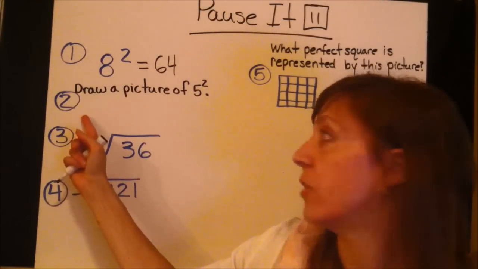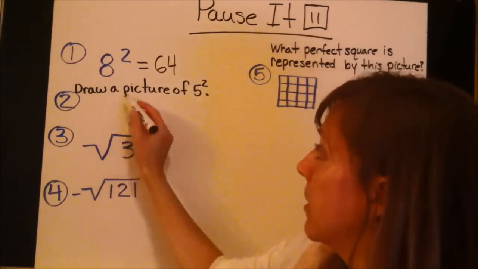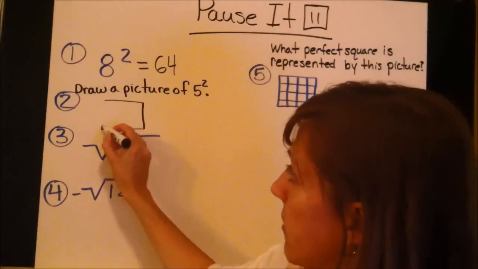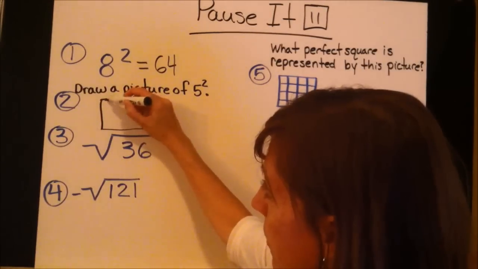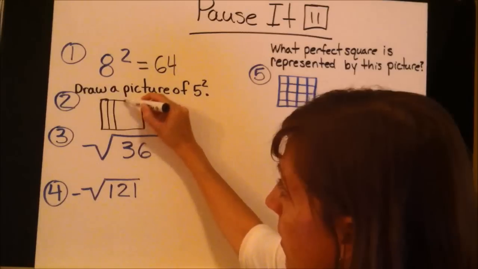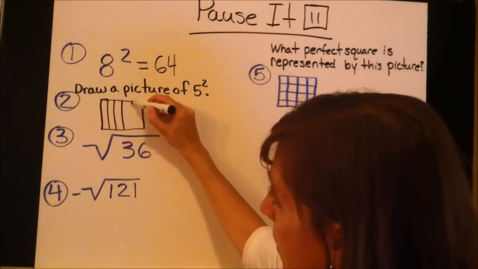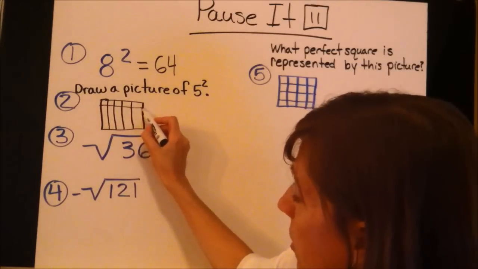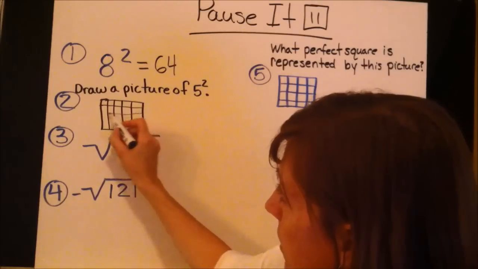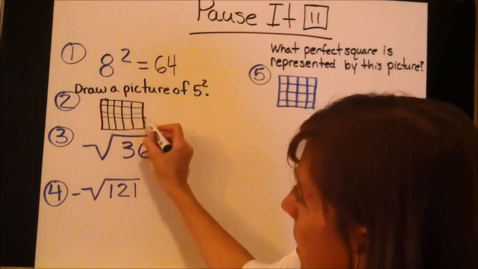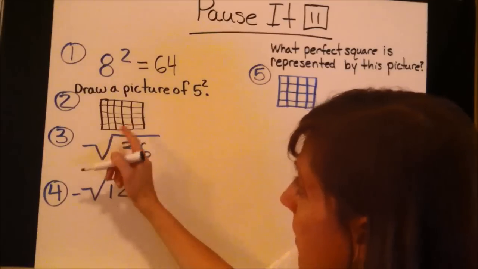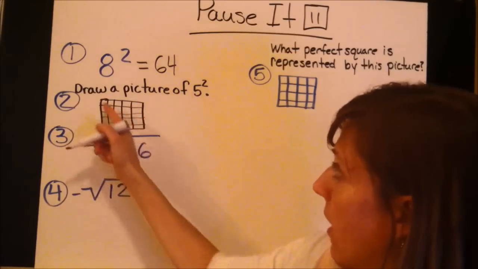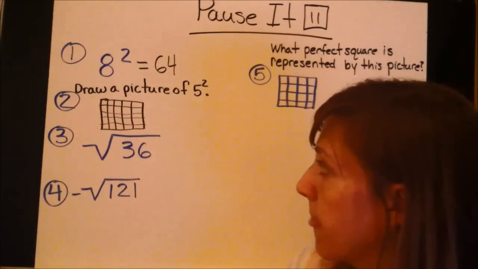Number 2 says, draw a picture of 5 squared. Well, if I were to draw a picture of 5 squared, that'd look like 5 across and 5 down. So I would want to have 5 rows: 1, 2, 3, 4, 5, and then 5 columns: 1, 2, 3, 4, 5. So 5 times 5 is 25. The area of this is 25. It's 5 across and 5 down.